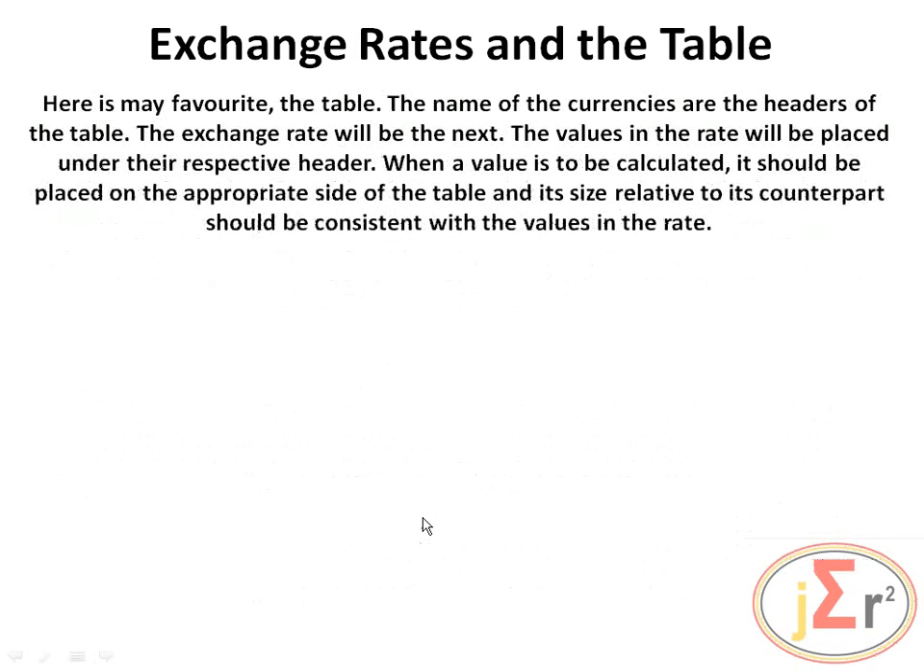Now we are going to be using a table to solve our problem. Here is my favorite, the table. The names of the currencies are in the headers of the table. The exchange rate will be next. The values in the rate will be placed under their respective headers. When a value is to be calculated, it should be placed on the appropriate side of the table and its size relative to its counterpart should be consistent with the values in the table. So that's a mouthful, but let's see what that really means.